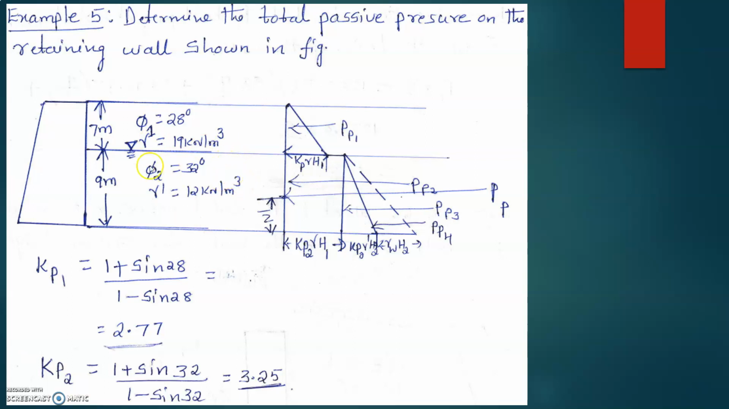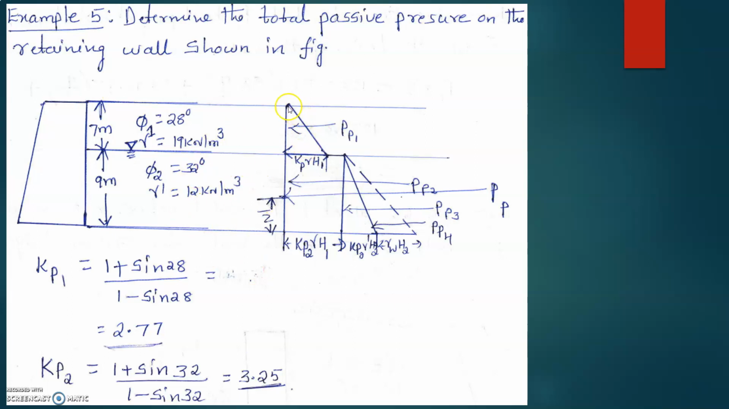There are two layers and the water table is located at a distance of 7 meters from the ground surface. Here, phi 1 is 28 degrees and phi 2 is 32 degrees. So there is a change in the friction. So you have to calculate both Kp1 as well as Kp2. So the pressure distribution diagram, how does it come?